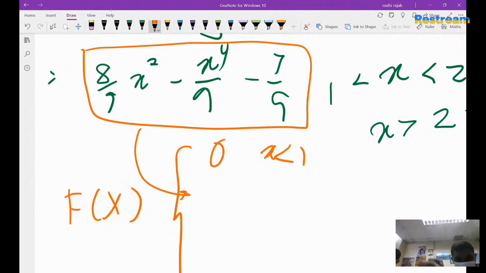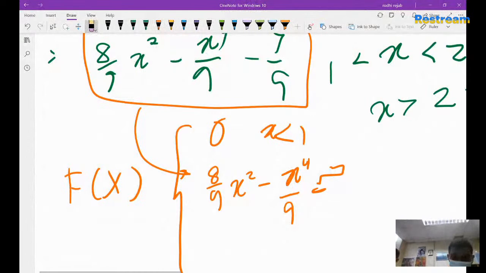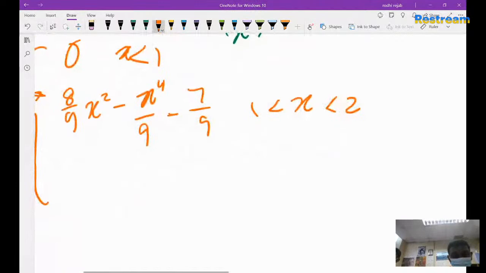and just letak di sini. This will be 8 over 9 x square minus x to the 4 over 9 minus 7 over 9. This is true for x is more than 1 and x is less than 2. And since this is a cumulative function, the akhir ni is supposed to be 1.